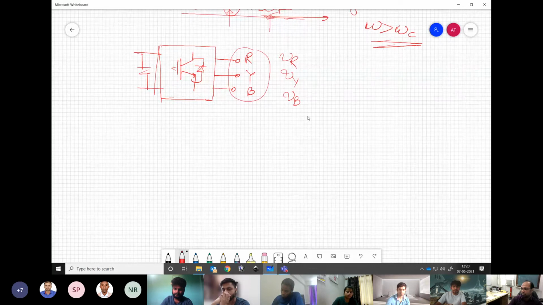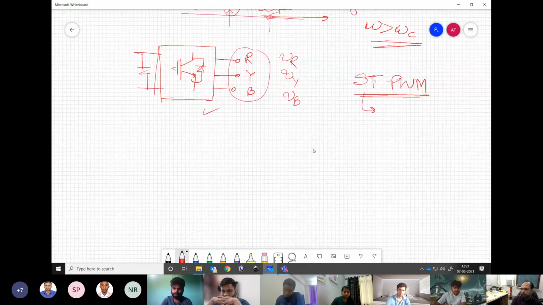So by controlling the switching of the switches. Yes. And how do we control the switching or the gating signals? So by using any PWM technique. Correct. Now, let's say I tell you that our PWM technique is sine triangle PWM. So what will be the control parameter for this converter output voltage?